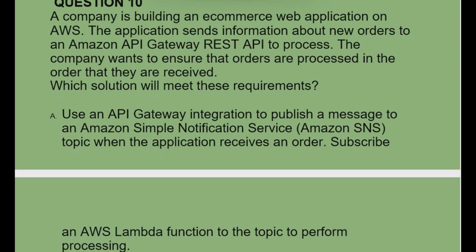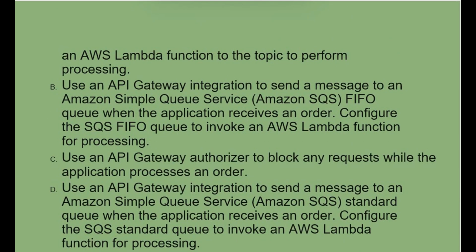Option A. Use an API Gateway integration to publish a message to an Amazon Simple Notification Service (Amazon SNS) topic when the application receives an order. Subscribe an AWS Lambda function to the topic to perform processing. Option B. Use an API Gateway integration to send a message to an Amazon Simple Queue Service (Amazon SQS) FIFO queue when the application receives an order. Configure the SQS FIFO queue to invoke an AWS Lambda function for processing.